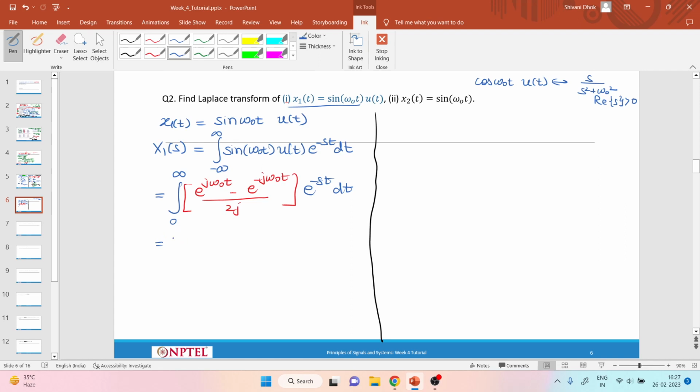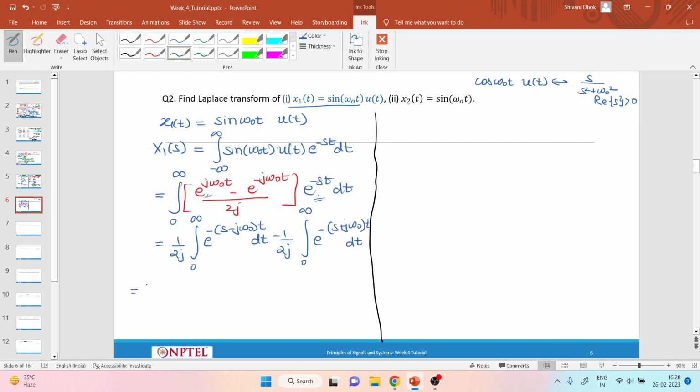This I can separate into two separate integrals, 1 upon 2j integral from 0 to infinity. I can combine this term and this term, this one and this one. So I can write it as e power minus (s minus j omega naught) t dt, minus 1 upon 2j integral from 0 to infinity e power minus (s plus j omega naught) t dt.